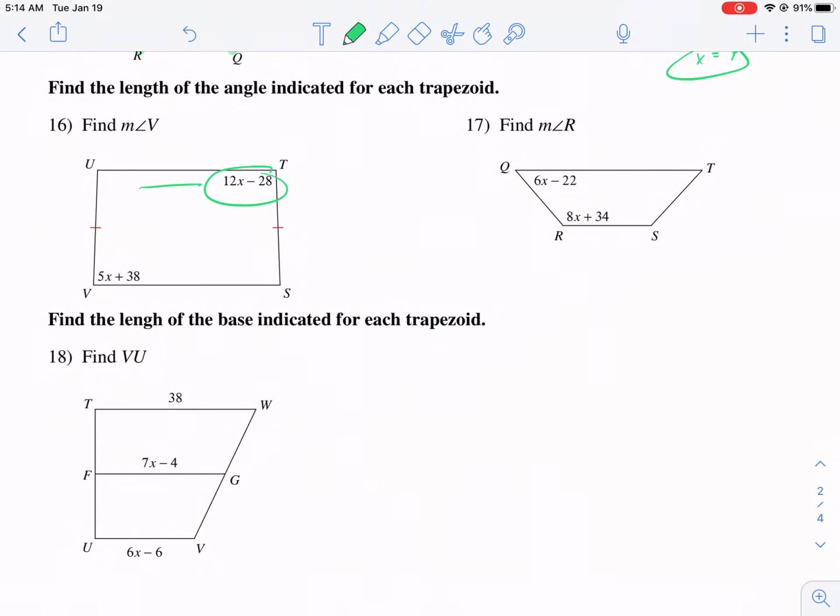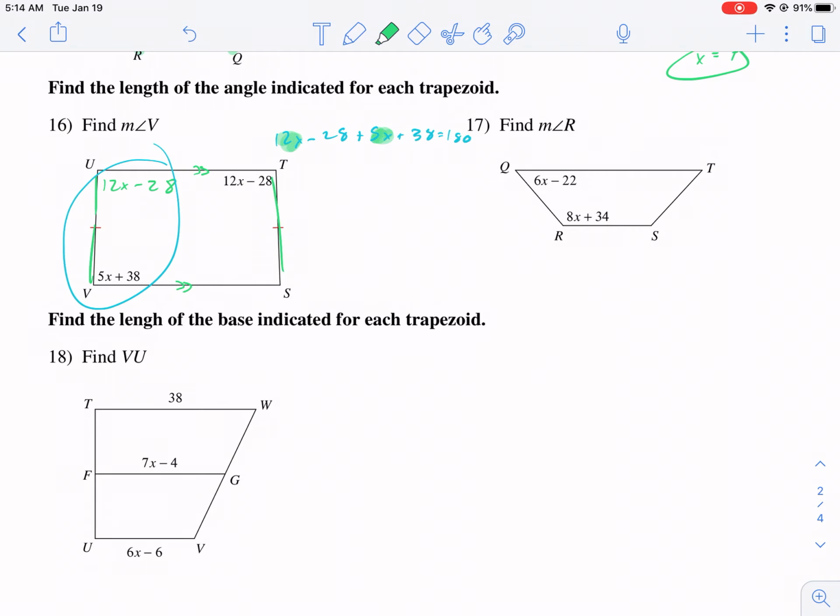We have to move this over here, or not move it over there, but we know that it's the same value, so 12x minus 28. And why do we know that? These are parallel, these are all trapezoids, and these are congruent legs. So now we have that these two angles are supplementary, so we have 12x minus 28 plus 5x plus 38 equals 180. A little bit different, just a little bit more combining of terms.